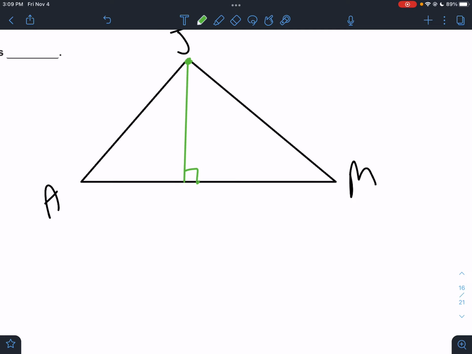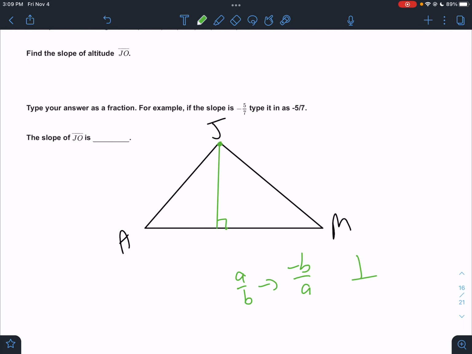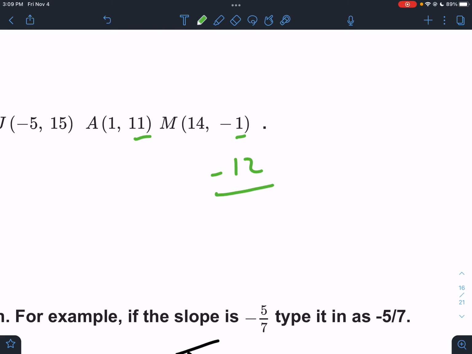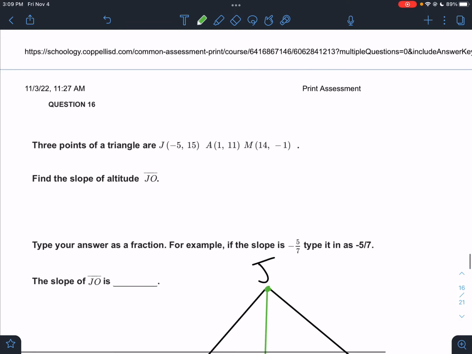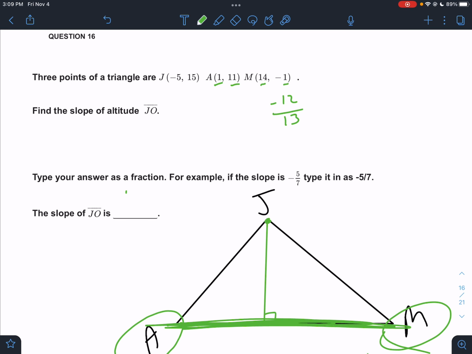So what do we know? We learned back in Algebra 1 that if you have a slope of A over B, then -B over A would make perpendicular lines. It's called the opposite reciprocal. So that's what we're going to do. We're going to get the slope of AM, right? If we can get the slope of AM, which we will right now, let's do it. 11 to -1, that's -12. 1 to 14, that's plus 13. So there's the slope from A to M. How do we then get the slope of JO? You would do the opposite reciprocal.